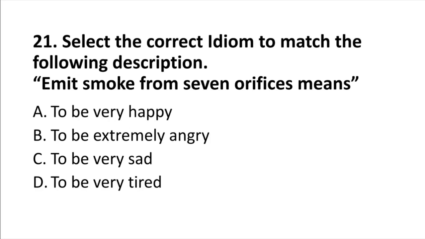MCQ number 21. Select the correct idiom to match the following description. Emit smoke from 7 orifices means option A, to be very happy. Option B, to be extremely angry. Option C, to be very sad. Option D, to be very tired. And the correct one is option B.